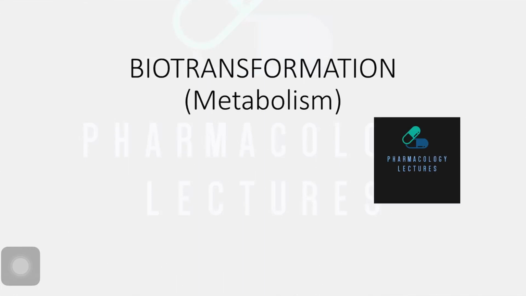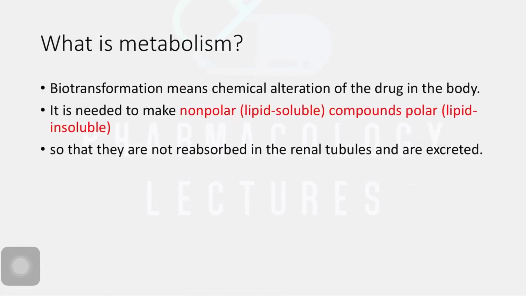Okay, so we have already covered different aspects in pharmacokinetics. We have already discussed absorption and distribution, and now we are heading to our third aspect of pharmacokinetics, that is metabolism. Now, what is metabolism? We already know that metabolism is a chemical alteration of drug in the body. It's a biotransformation, that means chemical alteration of drug in the body.